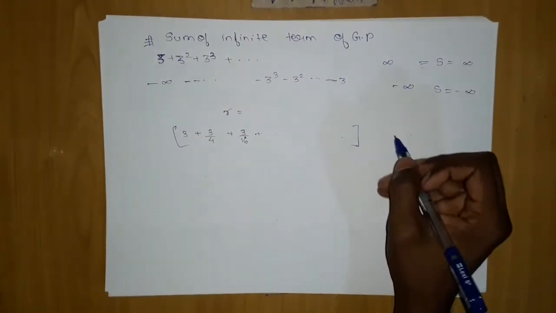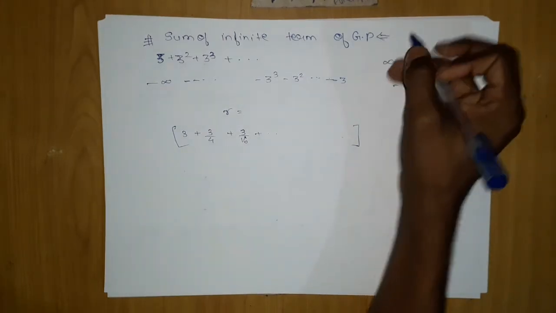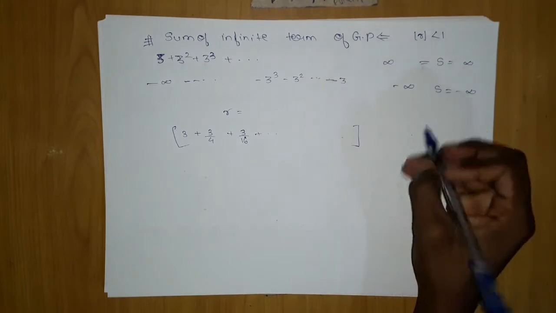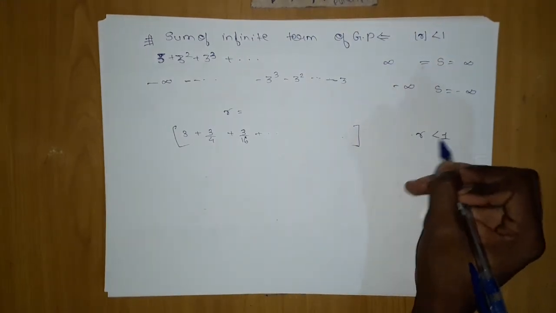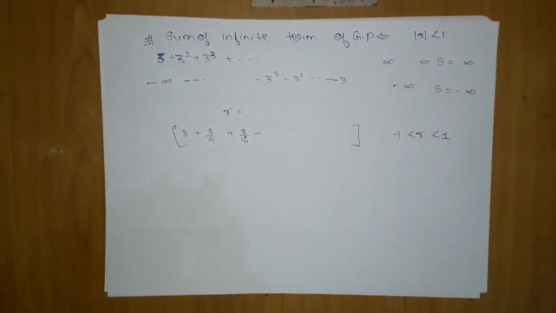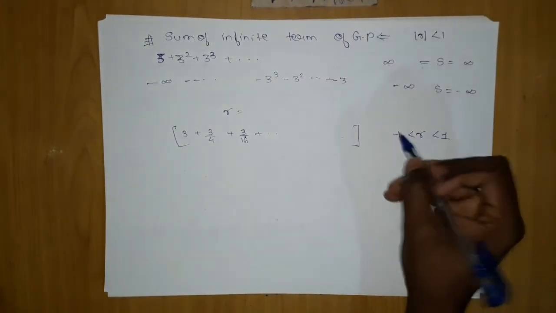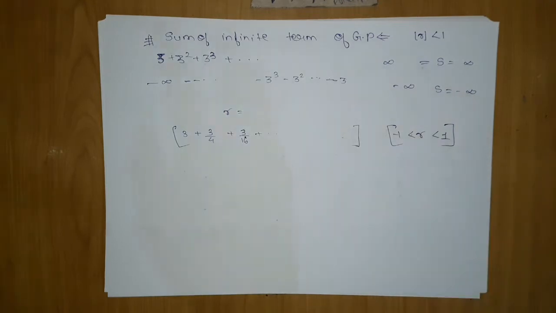So what is the condition for this infinite sum? That mod r should be less than 1. If you know this type of inequality, what does it mean? It should be between minus 1 and 1. This inequality is just a modified version of saying this. So if you know this, then you will understand.